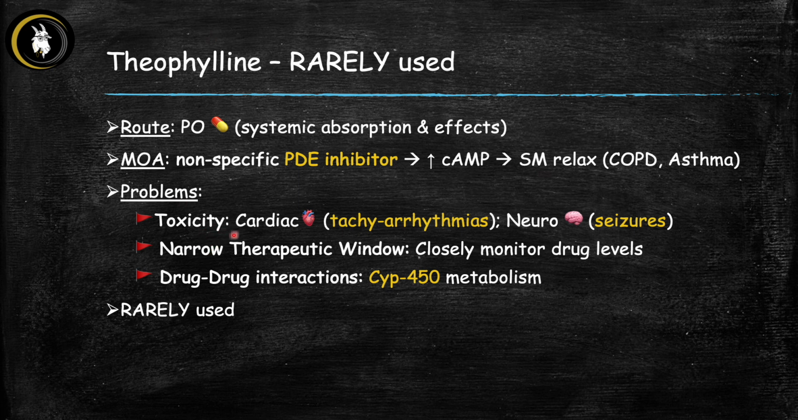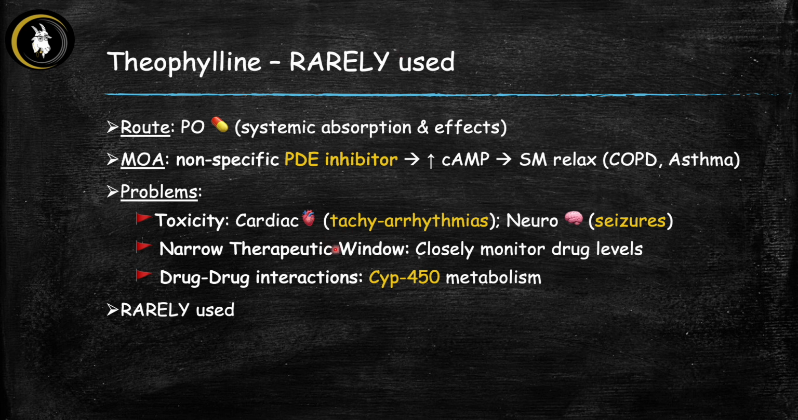The first one is its side effects. Because its target enzyme is not specific, it can affect the enzyme in many different organ systems and cause toxicity. The two main ones are cardiotoxicity, so the heart, where it can cause tachycardia and arrhythmias, and then the other one is neurotoxicity, so the brain, where it can cause seizures, and these are very serious side effects of this medication, and they're also very high yield clues on test questions, so you definitely have to keep these in mind.